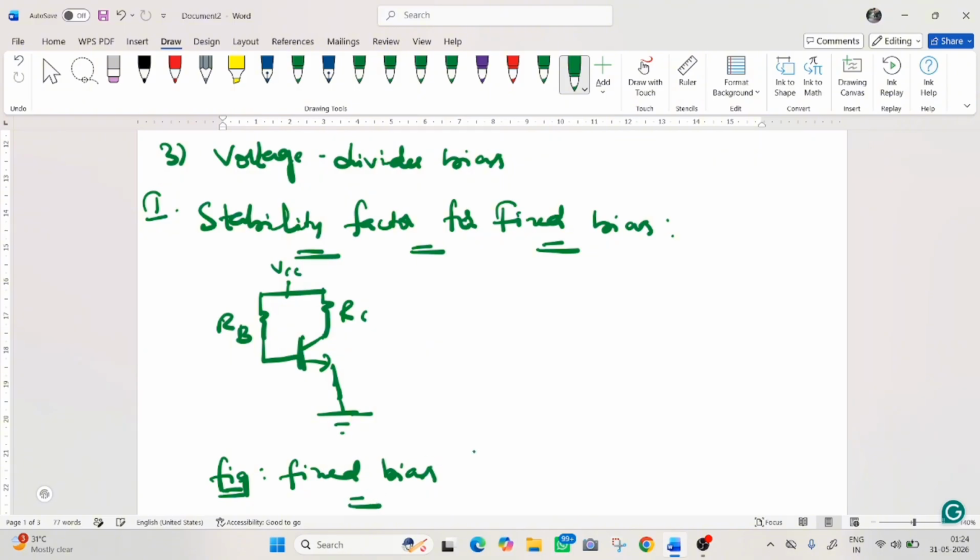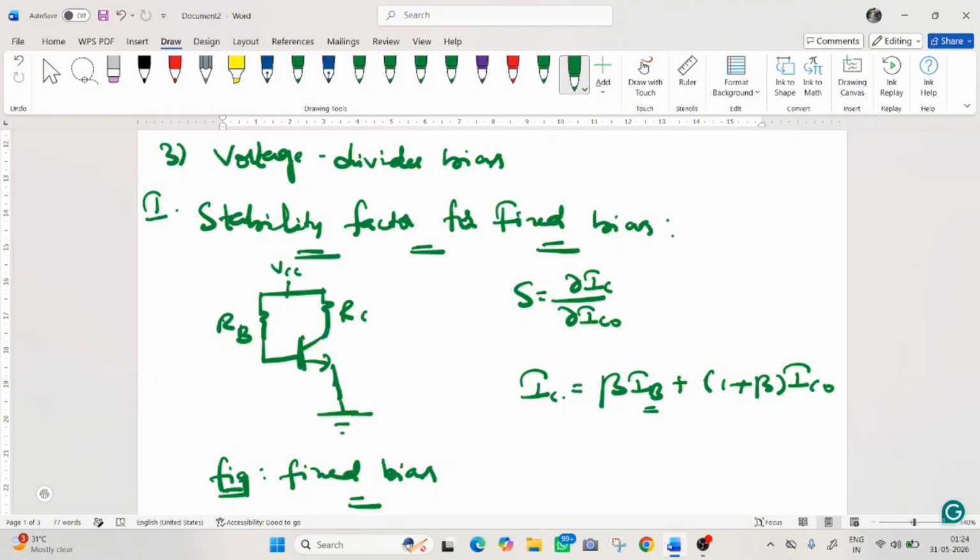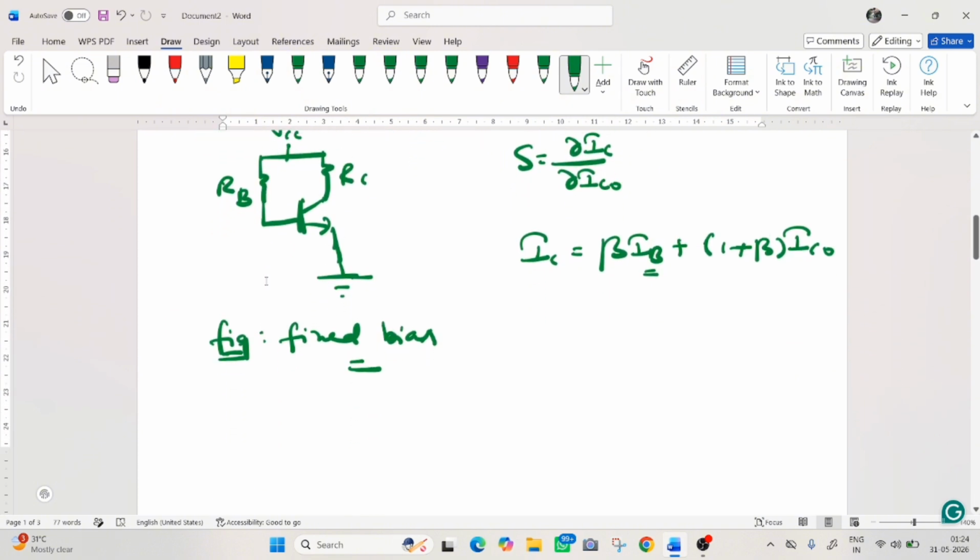So by using this, we have to find the stability factor, that is dou IC by dou IC naught. So how to find it? Already we know that the collector current IC is equal to beta times IB plus 1 plus beta times IC naught, right? So somehow we have to find the base current in this circuit. Then we substitute that value in this expression, and we'll get IC. And that IC we differentiate with respect to IC naught. Simple. Then we'll get the stability factor, right? So for that, we'll try to find IB now. So how to do that?